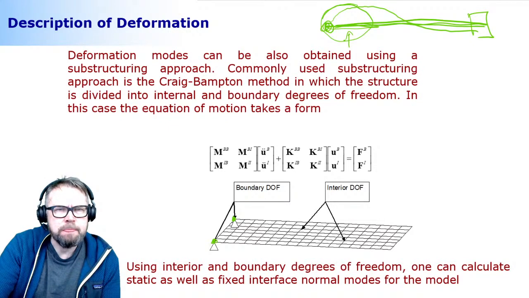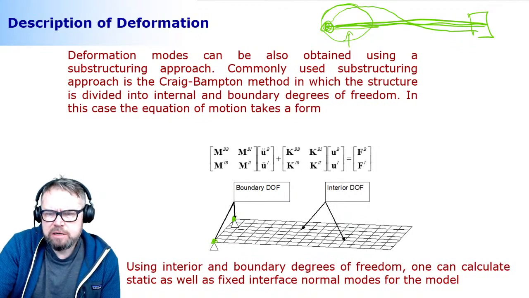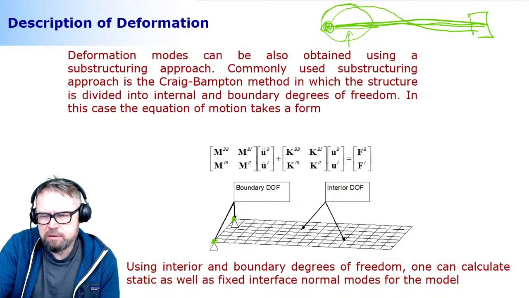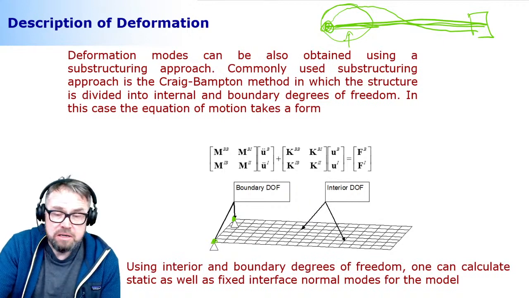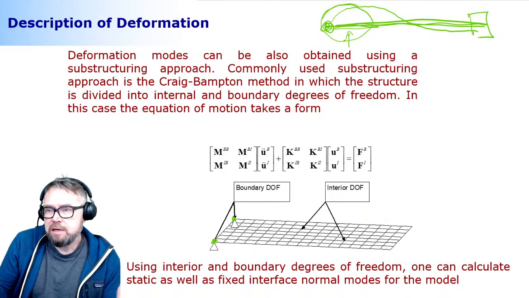Roughly speaking, as a rule of thumb, these boundary DOFs are locations where there's either a joint or a force applied in the system. So you select the number of degrees of freedom to be boundary degrees of freedom. The rest goes automatically to interior degrees of freedom. So you click, okay, this is where the joint is, this is where the force is, and that's it.